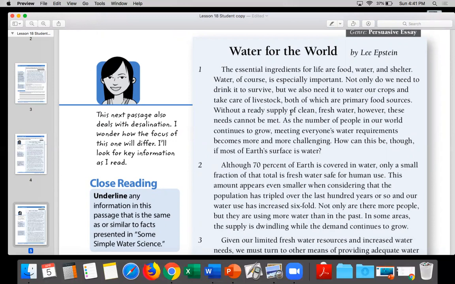The essential ingredients for life are food, water, and shelter. Water, of course, is especially important. Not only do we need to drink it to survive, but we also need it to water our crops and take care of livestock, both of which are primary food sources. Without a ready supply of clean, fresh water, however, these needs cannot be met. As the number of people in our world continues to grow, meeting everyone's water requirements becomes more and more challenging. How can this be, though, if most of Earth's surface is water?